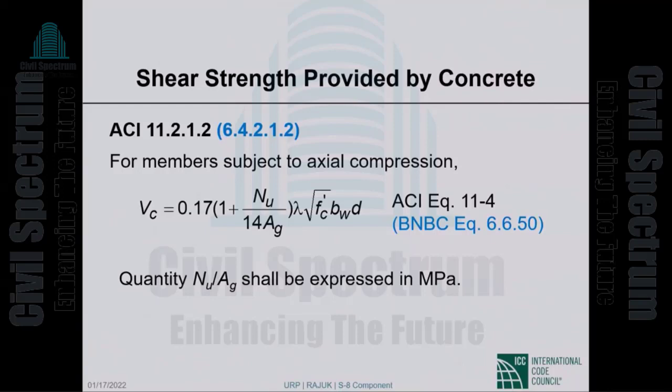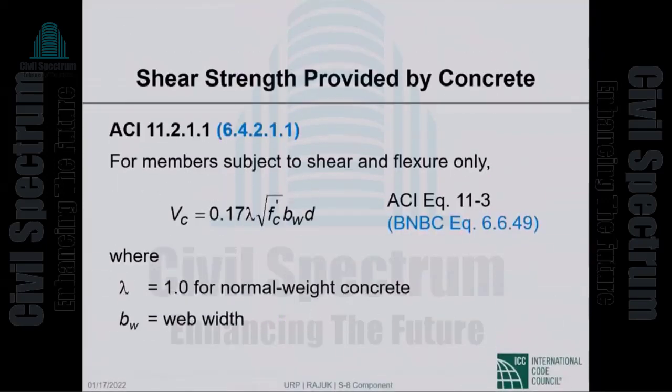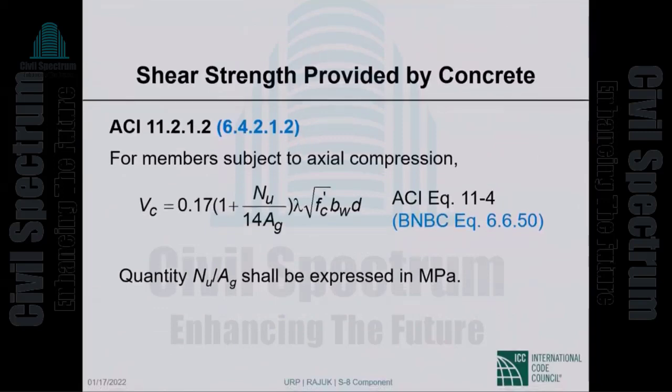For members subject to axial compression, this term is added: N sub u divided by A sub g. N sub u is the factored compression. A sub g is the gross cross-sectional area. And if you want this expression, then the N sub u over A sub g has to be in MPa. So the first equation is shear and flexure only. This is axial compression.